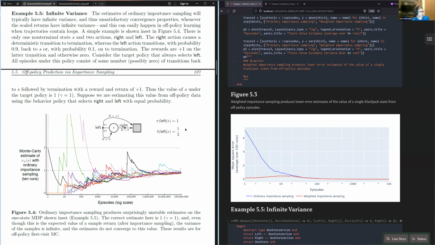Now, the behavior policy instead is the random policy. So it'll go left or right randomly.